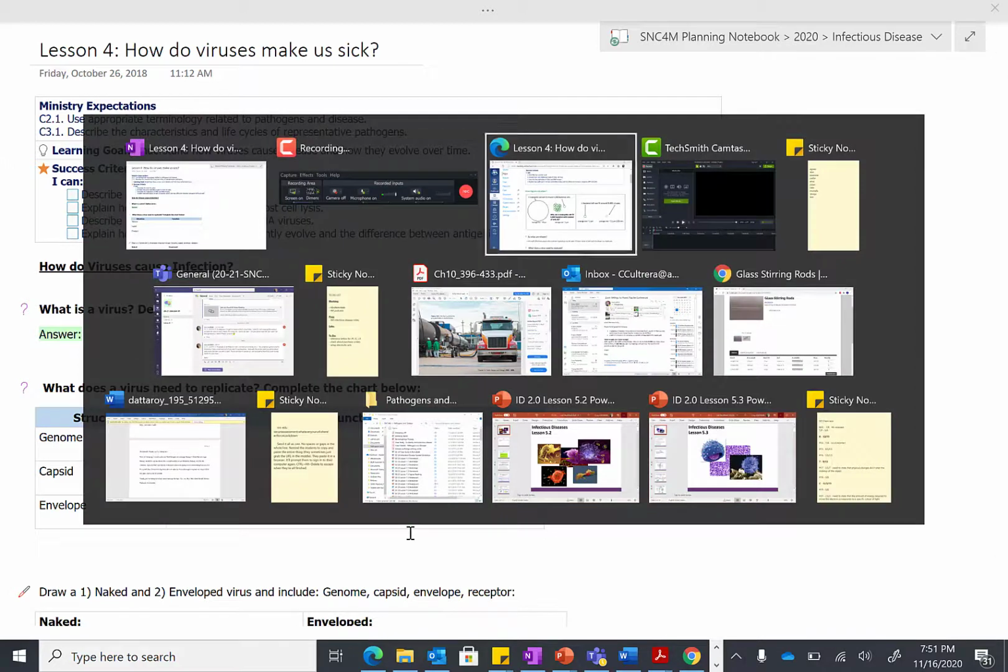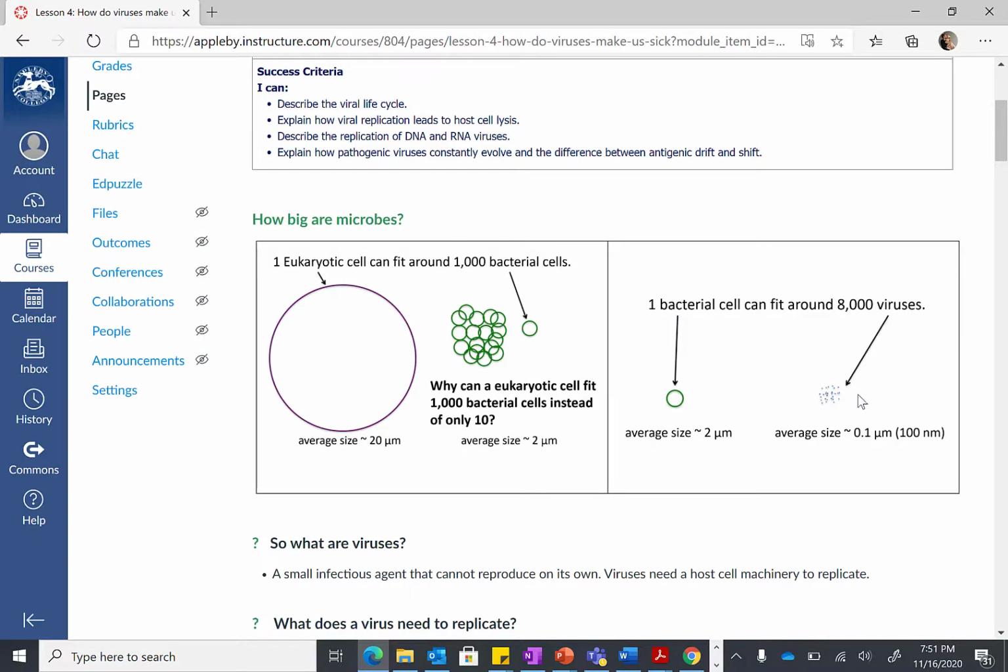So the very start of the lesson is looking at an actual size of a virus cell. So you can see the average eukaryotic cell here being about 20 micrometers, and then comparing that to the size of bacterial cells, and then comparing the size of a bacterial cell to the size of a virus. So you can see that viruses are very, very tiny, and viruses can actually infect bacterial cells as well too.